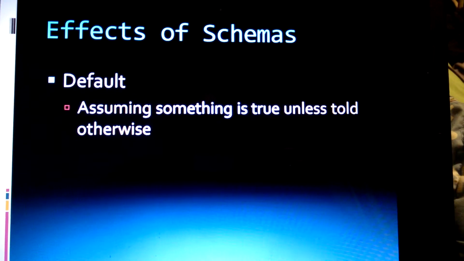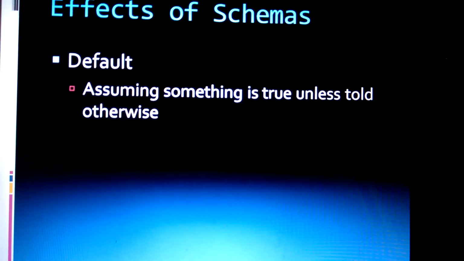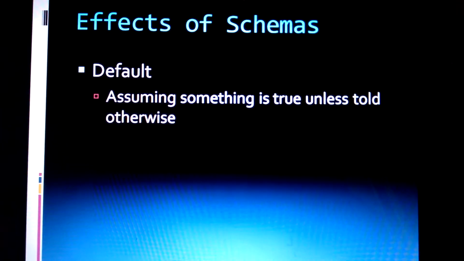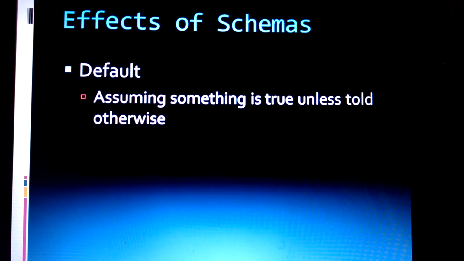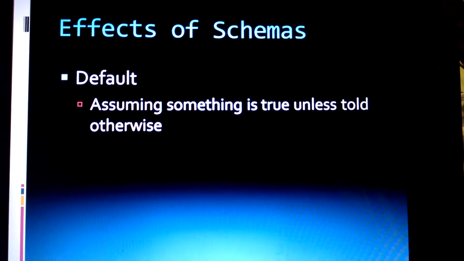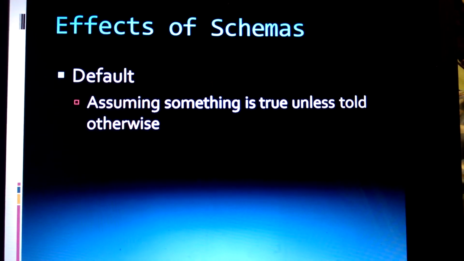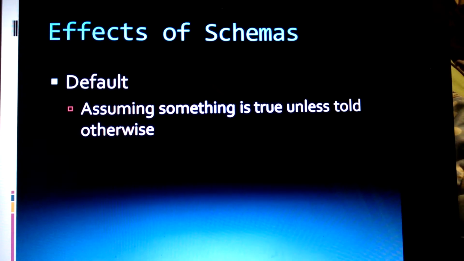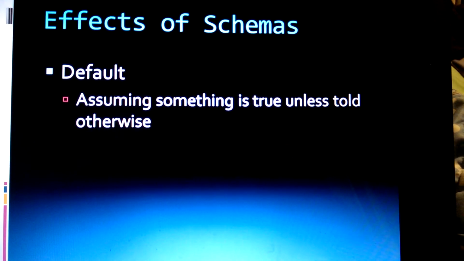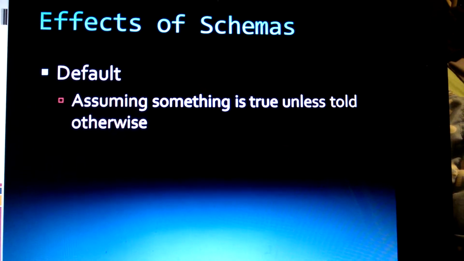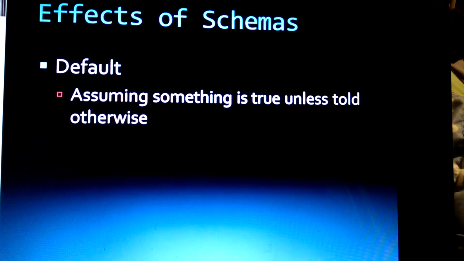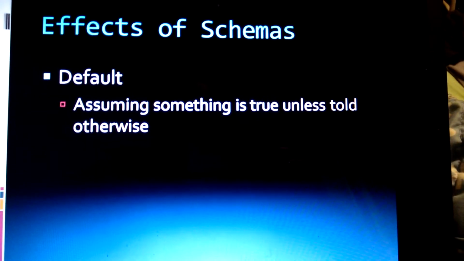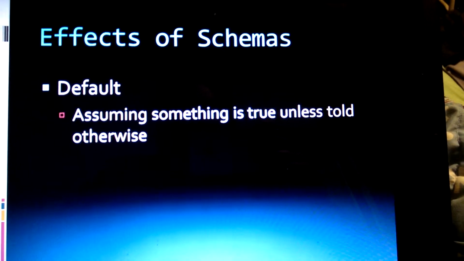Some effects of schemas include, well, first of all, they make it easy to put new information into memory. The schema tells where in the ongoing experience to look for information. Specifically, you look for information related to the schema. Changing schemas changes what you look for, and as a result, you notice different things. Default is using a memory that you've had before, or assuming something is true unless told otherwise. And a second effect of schemas, then, is to bring default information from memory to fill gaps.